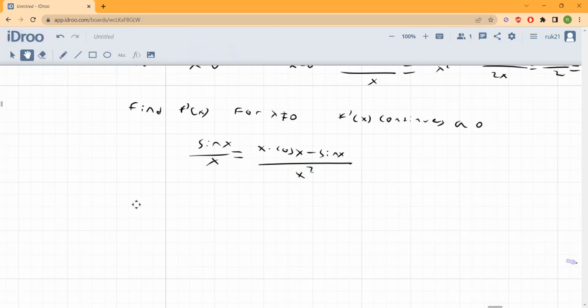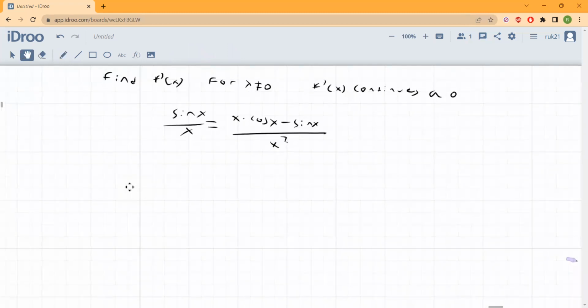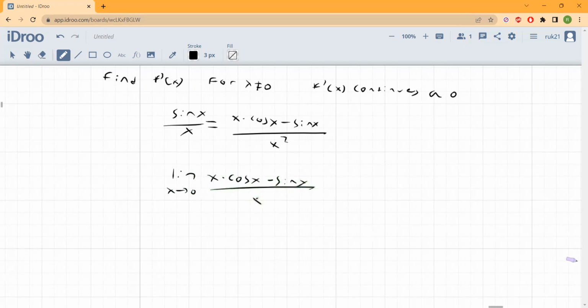Now, to show that something is continuous at 0, we're going to need to take the left side limit and the right side limit and show that it equals what's at 0. So we know that f prime at 0 is 0 from the previous example. So now we just need to show that the left side limit and the right side limit are equal, or just that the limit as x goes there is 0. So let's do that. The limit as x approaches 0 of x times cos x minus sine x, over x squared.